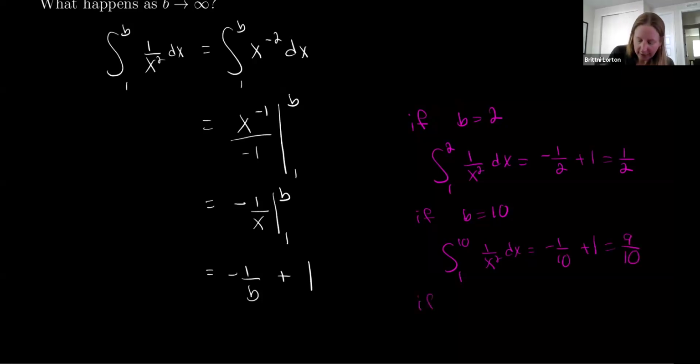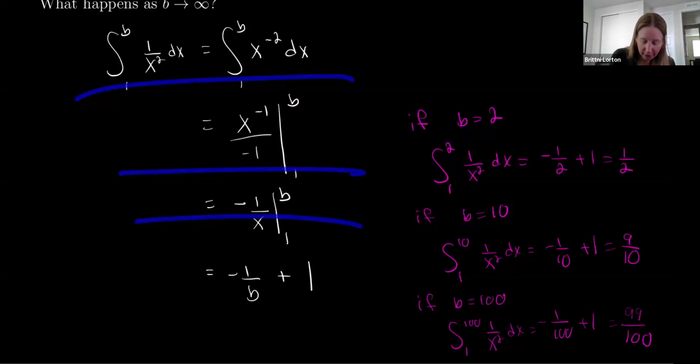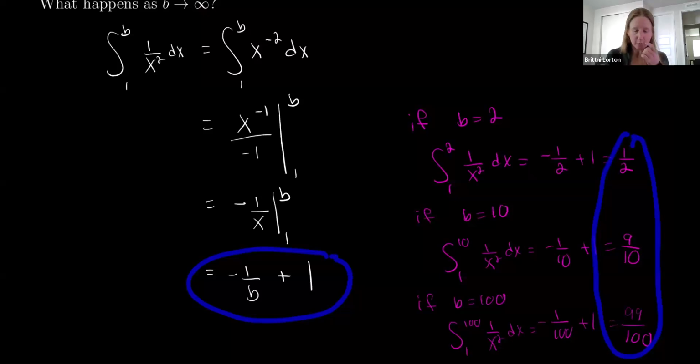And if b were 100 even, then it would become the integral from 1 to 100 of 1 over x squared dx, negative 1 over 100 plus 1, or 99 over 100. And perhaps you can imagine what might happen as b is getting bigger and bigger and bigger. Rather than redoing all the work, I'm just plugging in the larger number for b. As b is going bigger and bigger, it looks like that final value, the answer to those integrals, ended up getting closer and closer to 1.